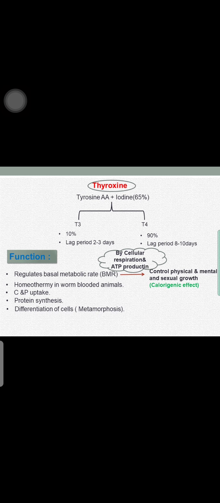By removing the thyroid gland from the toad, the metamorphosis stops, and by injecting the thyroid hormone or thyroxine hormone back into the toad, the metamorphosis takes place.